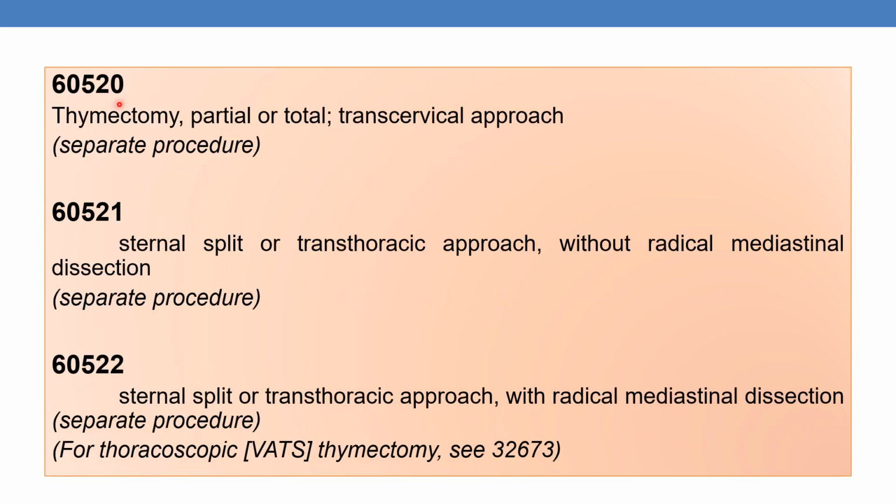Next CPT is 60520. Thymectomy, partial or total trans-cervical approach. The next is 60521. Thymectomy, sternal split or transthoracic approach without radical mediastinal dissection. The next is 60522. Thymectomy, sternal split or transthoracic approach with radical, previously it is without, now it is with radical mediastinal dissection.